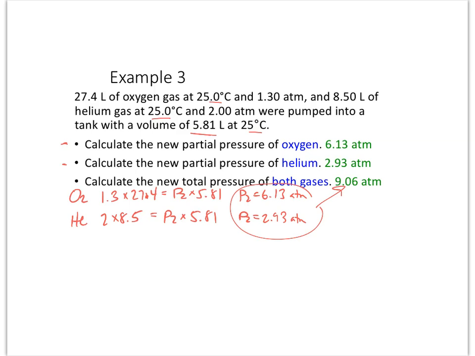You could do a combination of PV equals nRT. You could find the moles of oxygen present. You could find the moles of helium present. You can add those moles together, and then you could do PV equals nRT again using the new volume and new temperature. Combine the moles and then find the pressure. But again, I think this might be an easier way to do it.